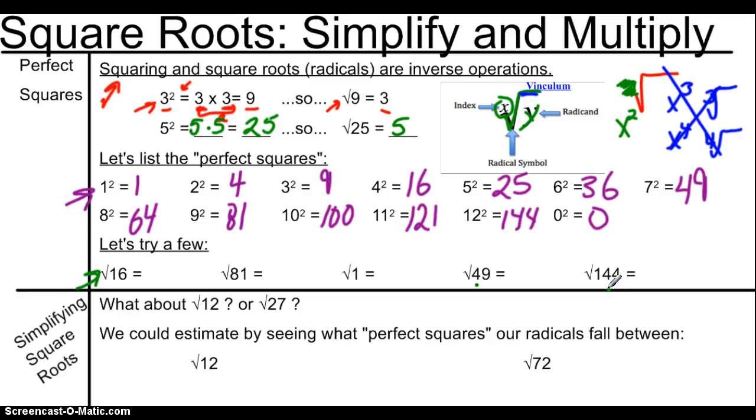Alright, here we go. So the square root of 16, well, 4 times 4 is 16, so the square root of 16 is 4. 81, well, 9 times 9 is 81, so going backwards, the square root of 81 is 9. The square root of 1 is 1, the square root of 49 is 7, and the square root of 144 is 12. Again, I'm thinking of going backwards, inverse operations.